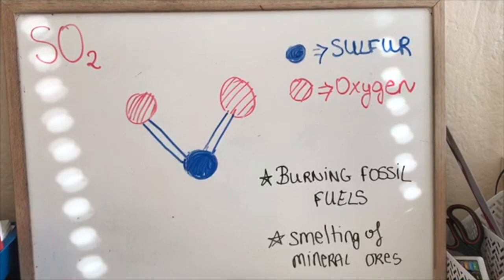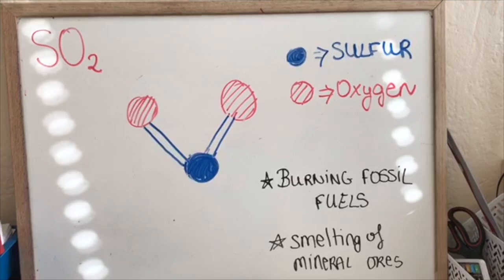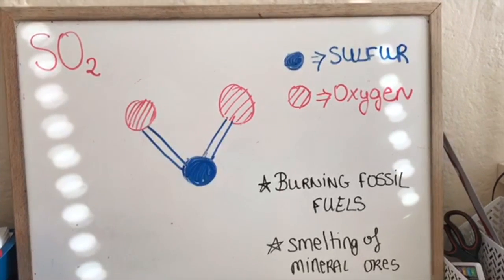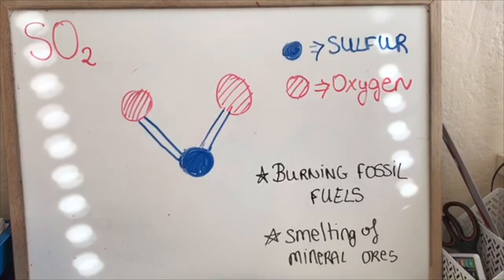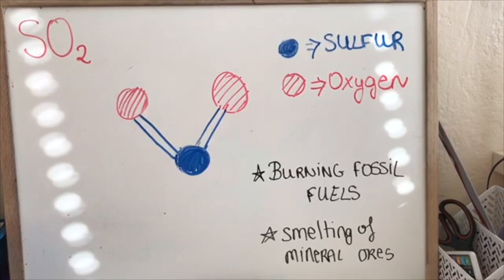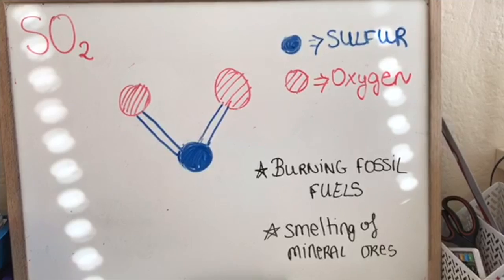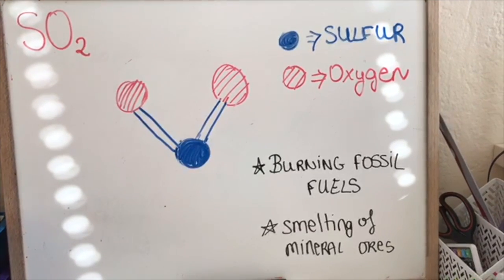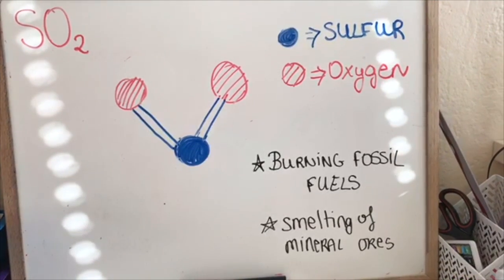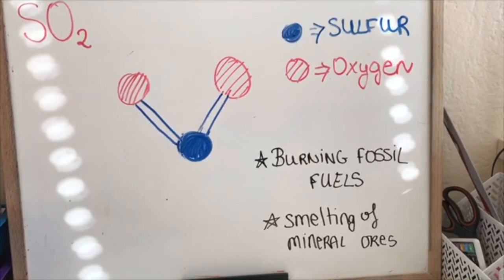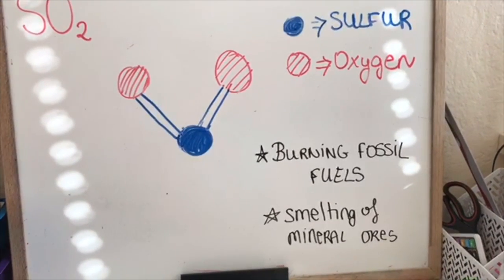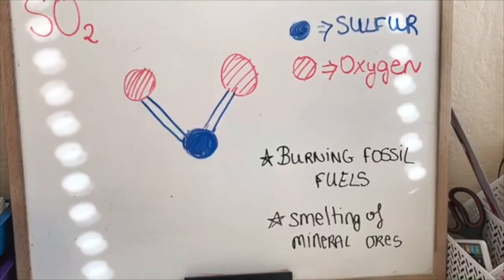Sulfur dioxide is a colorless gas or liquid with a strong choking odor. It is produced from the burning of fossil fuels such as coal and oil and the smelting of mineral ores that contain sulfur. As an example, it could be aluminum, copper, or zinc. Sulfur dioxide dissolves easily in water to form sulfuric acid, which is a major component of acid rain.